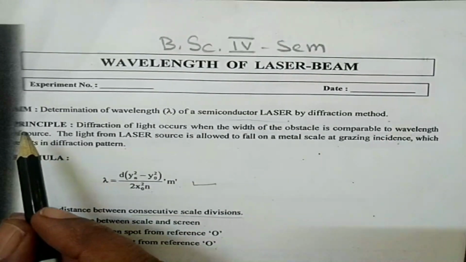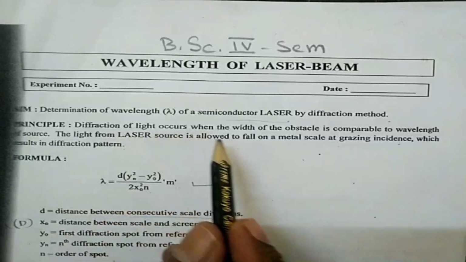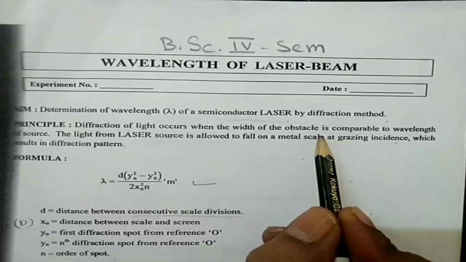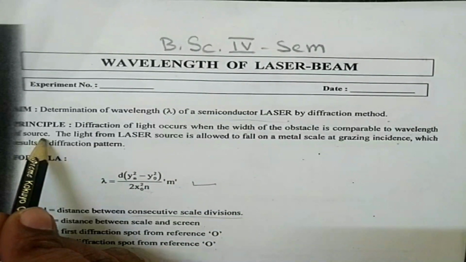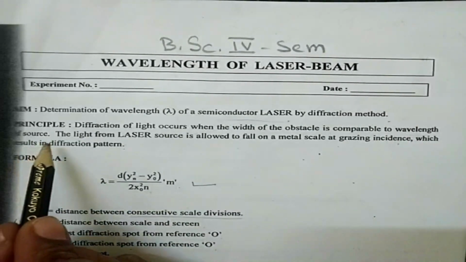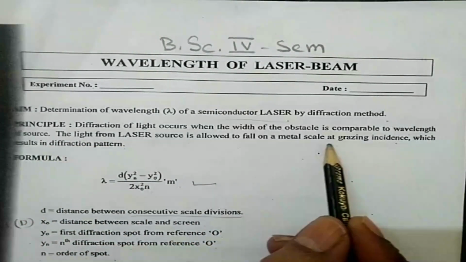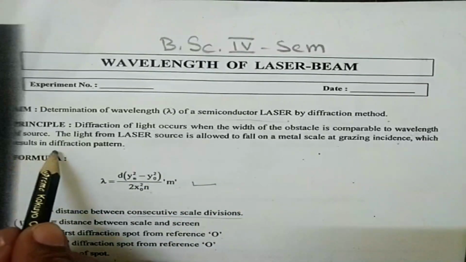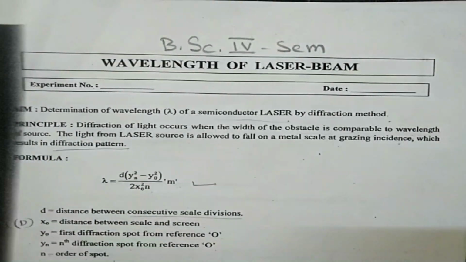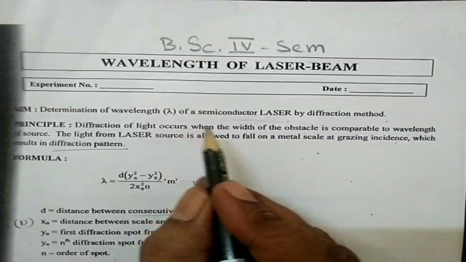So for this experiment, what is the principle? The diffraction of light occurs when the width of the obstacle is comparable to the wavelength of the source. The light from the laser source is allowed to fall on the metal scale at grazing incidence, which results in a diffraction pattern.